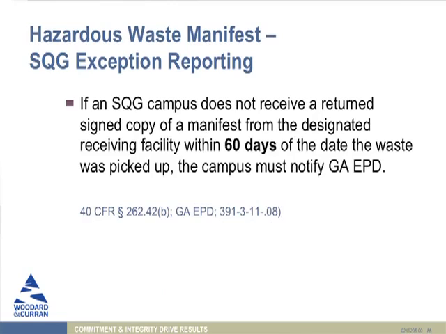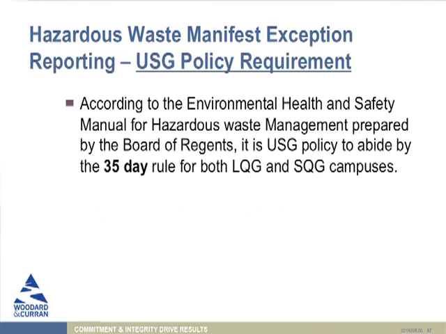And you've got a similar requirement. If you're a small quantity generator, you just have 60 days to do it. However, the Board of Regents has decided that to make life a little simpler, everybody, whether you're a large or small quantity generator, has to live with the 35-day rule. So the regulations give the small quantity generator 60 days. But the Board of Regents has decided that under policy, all campuses in Georgia that are under the system that are small or large quantity generators have to make sure that they get their manifest back within 35 days or follow up and check on it.